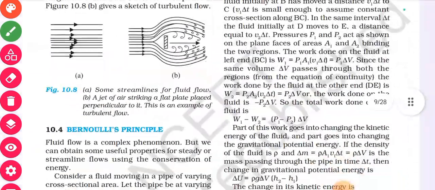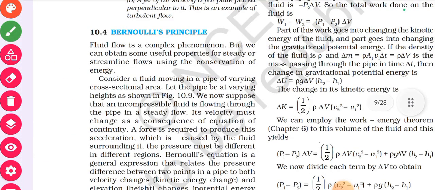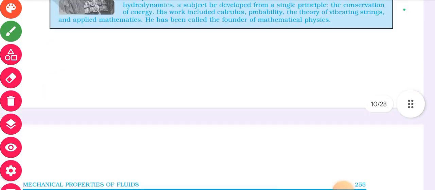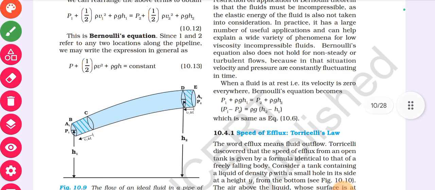Then we have Bernoulli's principle, very important. So what is Bernoulli's principle? It is based on the law of conservation of energy. For this we have certain conditions or assumptions that we have to make. The fluid has to be ideal. By ideal I mean it should be incompressible. It will be applied only to streamlined flow, not to turbulent flow.